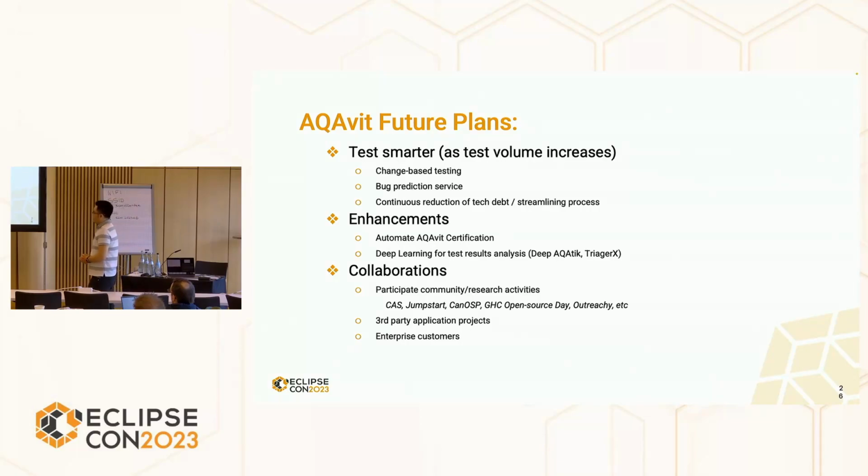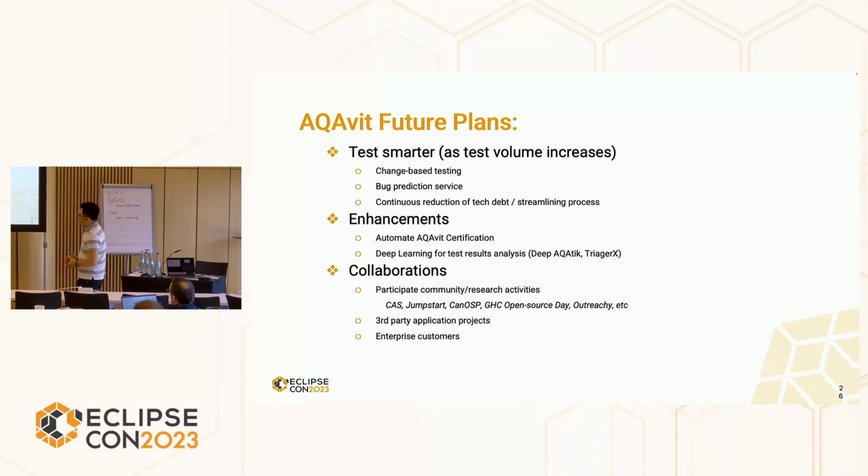Also on the open source project, we participate in different community and research activities. Besides the IBM CAS project, we also have the IBM Jumpstart project, and we also have a CANOSP project. Also, we work together with the Grace Hopper Open Source Days and also the outreach projects.